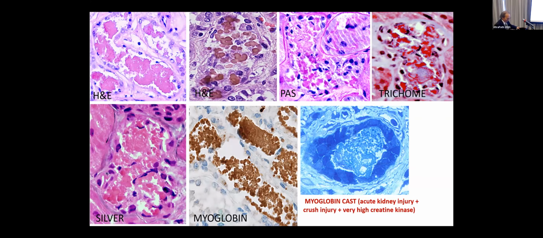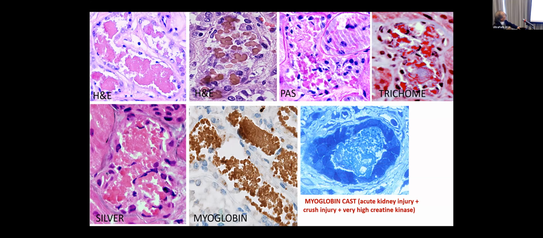And this is the case of myoglobin cast. This is a case of myoglobin cast identified in the kidney biopsy in a patient suffering from acute kidney injury during a crush injury. Of course, we all know that there are many etiologies for the formation of the myoglobin cast, but here we focus only on morphology.